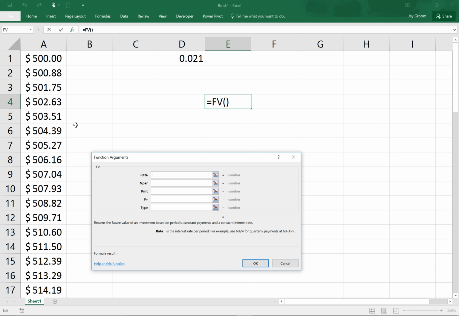Excel does have the drop-down menu if you approach it from this standpoint. So interest divided by 12. Number of periods is 60 months. Remember, it's the number of months because it's monthly interest. We weren't making any payments.